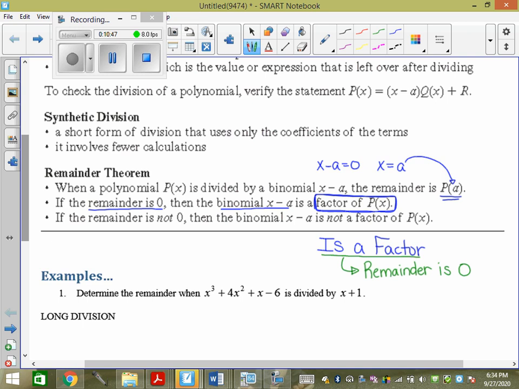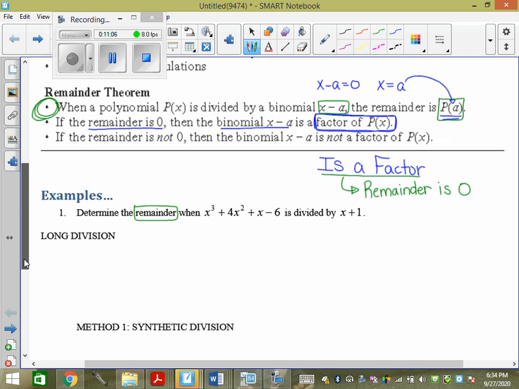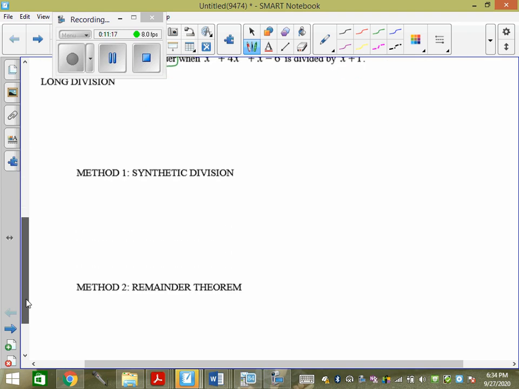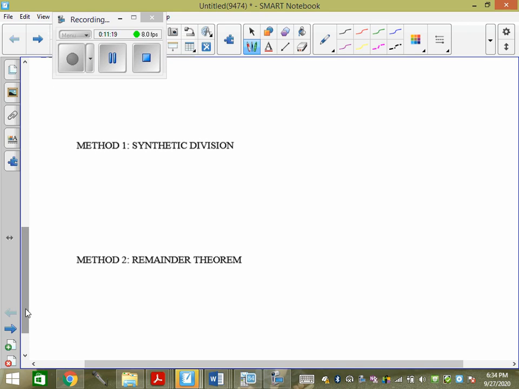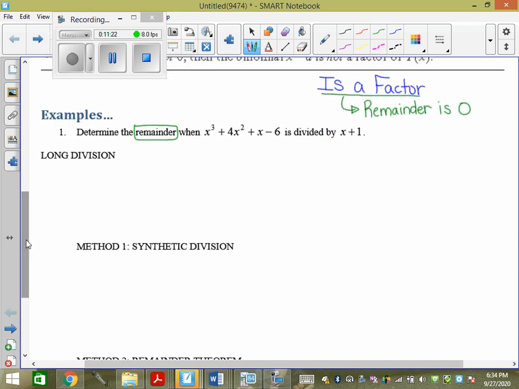So they want us to determine the remainder. Well, let's go back to my definition up here. It says when a polynomial p of x is divided by a binomial x minus a, the remainder is just plugging in that root, that a. So let's try that. We're not going to do long division or synthetic. Remainder theorem is all we're going to do today. I don't care if you fill it into the long division spot or the remainder theorem spot. I would fill it into the remainder theorem. I just don't have a lot of room to see it, so I'll write it down there, but I'm going to do some work up here first.